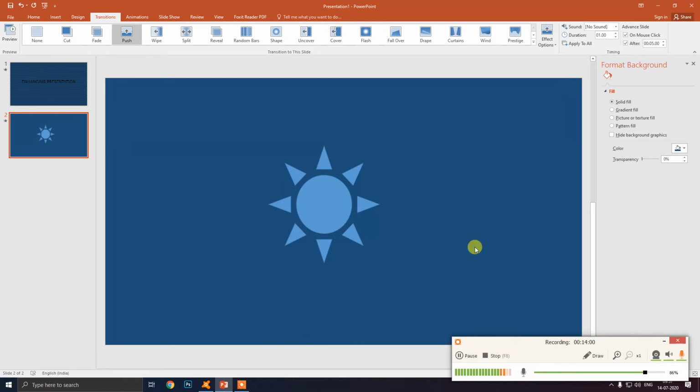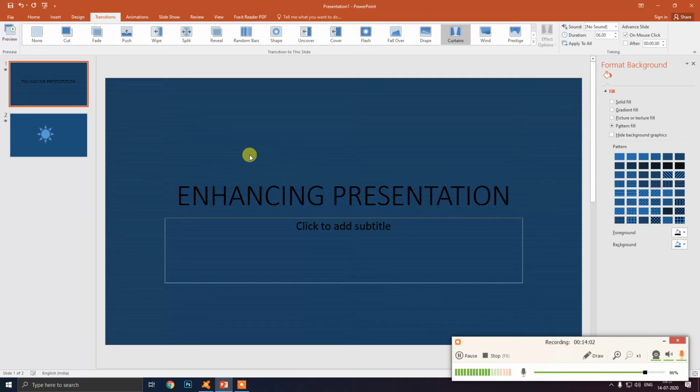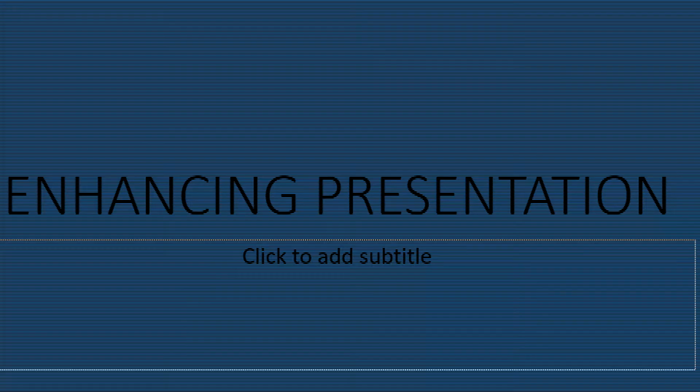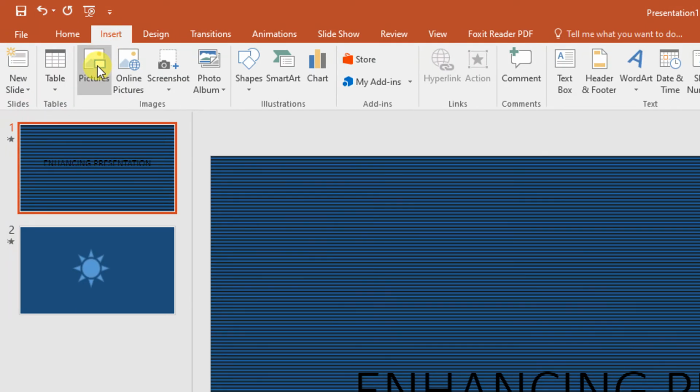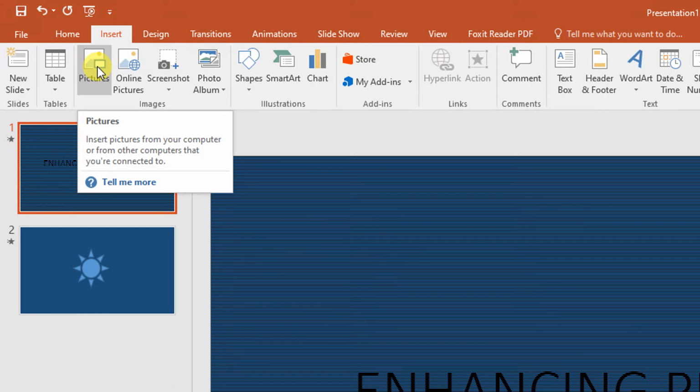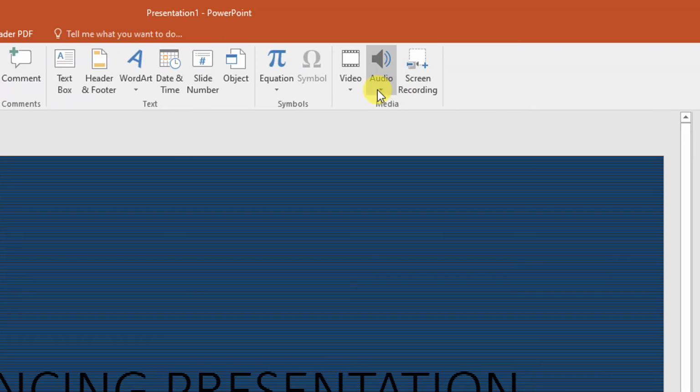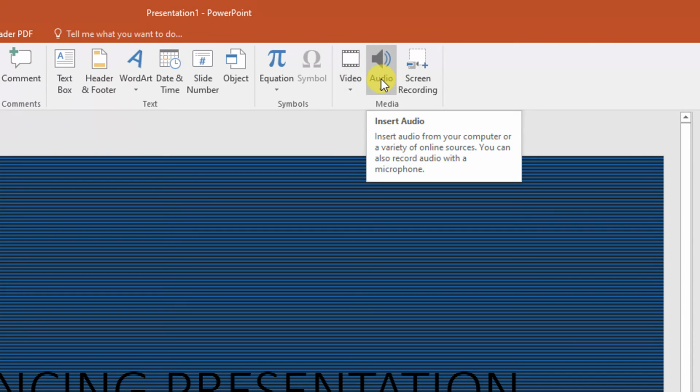Okay, now we will learn to insert a picture, a video, and an audio clip in PowerPoint. You can do that using the insert tab option. As you can see here is the insert tab. You have to click on insert. From here you can insert the picture, the audio, and the video also. Here you can insert a video, and here you can insert an audio from your computer.